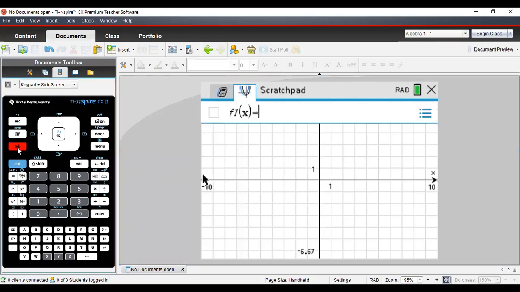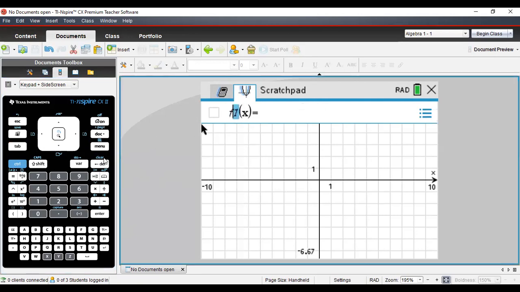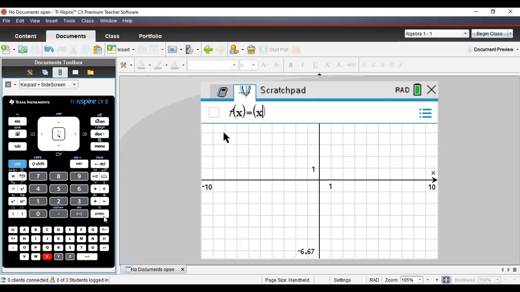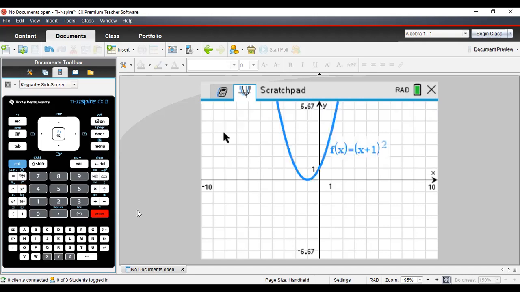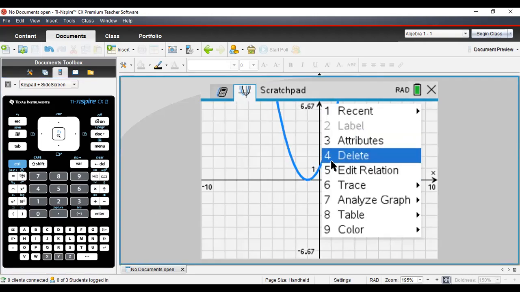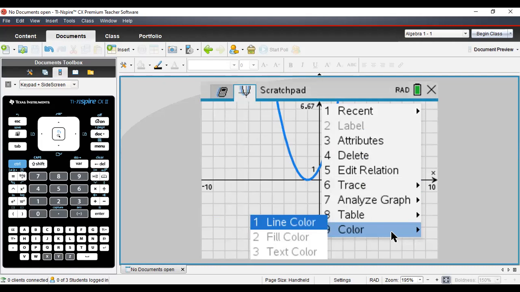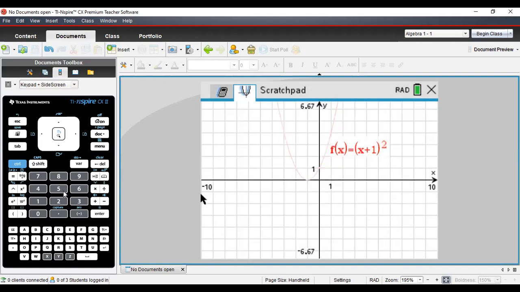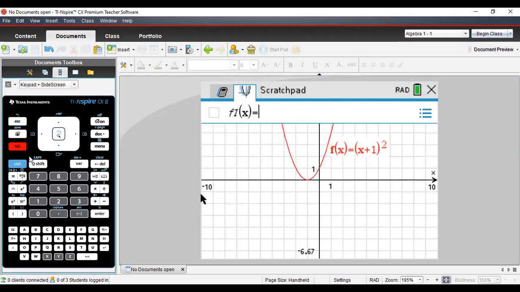Now I'm going to enter the first function, f of x. So I'm going to delete that 1 and then type in parentheses x plus 1, (x plus 1) squared, and press enter. Boom. Now I'm going to change the color because I know I'm going to have another graph and I don't want them to have the same color. Then I make that one red. Now let's do the next one.